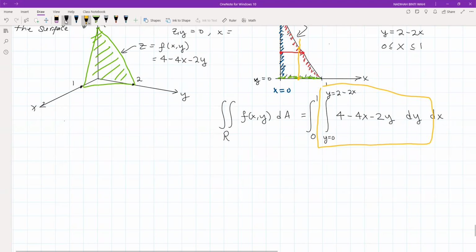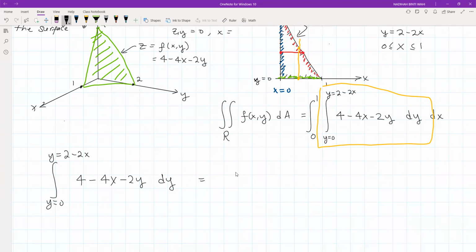So the inner integration. We need to solve from y equals 0 until y equals 2 minus 2x, (4 minus 4x minus 2y) dy. So this is an iterated integral. So kita buat satu-satu, do it one by one. Now x is just a constant. So we have 4x minus 4xy, okay, because this is a constant.